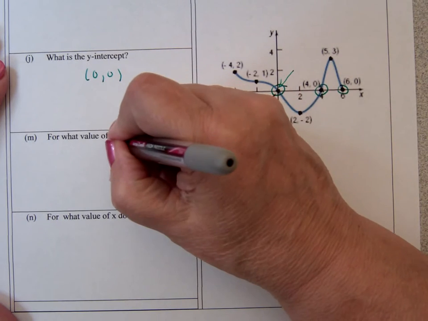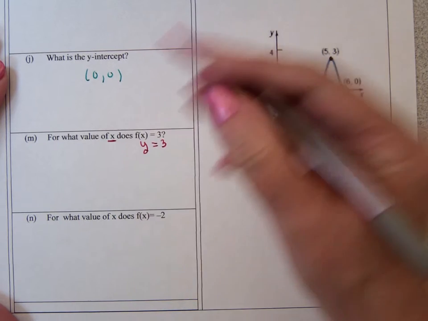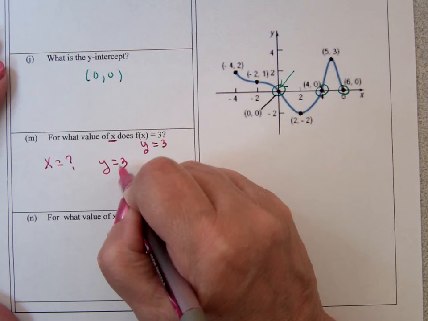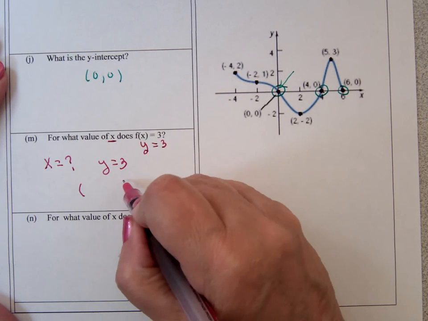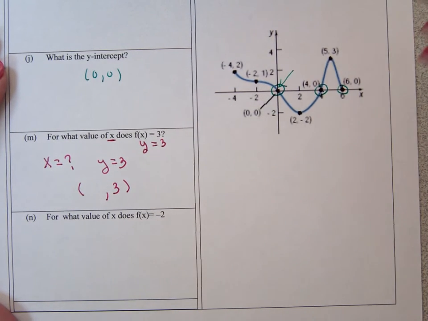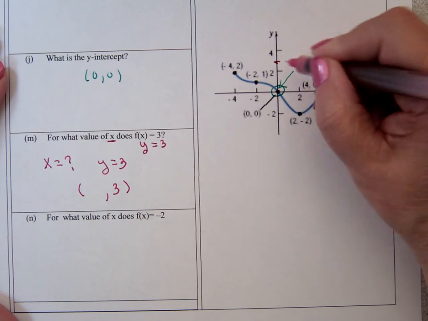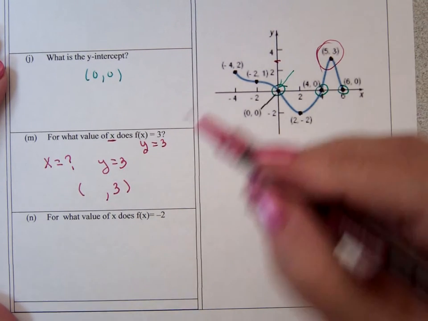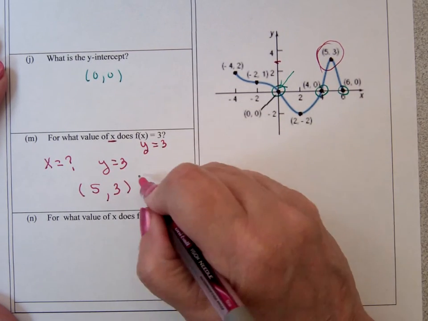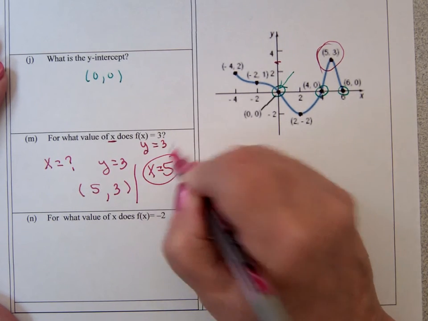For what value of x is f of x, that's y, equals 3? This says x equals question mark, y equals 3. I'm looking for the other half of this coordinate point. And if I look at a y value of 3, that puts me right here, only in one place, and it would be 5 comma 3 is the point. They asked me for the x value, so we would say x equal 5. That would be my answer.